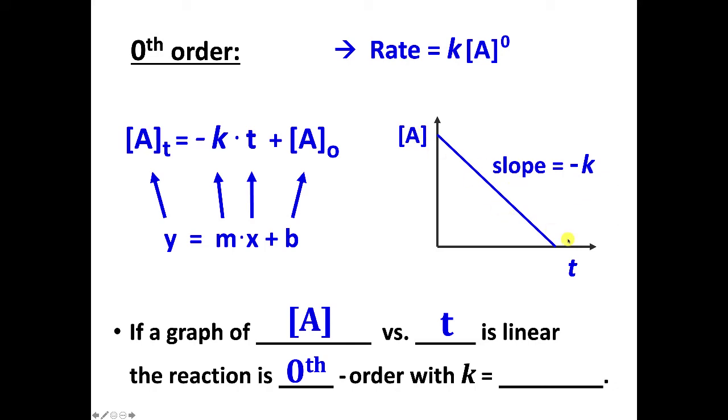If we don't know what the order is, we can graph A versus t, and if we do get a straight line, then that tells us the reaction is zeroth order with k equal to the negative slope. So there are two cases: you could know it's zeroth order and know the graph is going to end up being linear, or you could not know its order and do the graph, and if you find it's linear, then that tells you the reaction was zeroth order. So you've now figured out the rate law because you figured out the order and the rate constant.